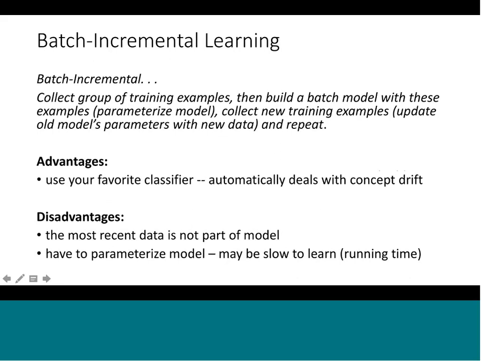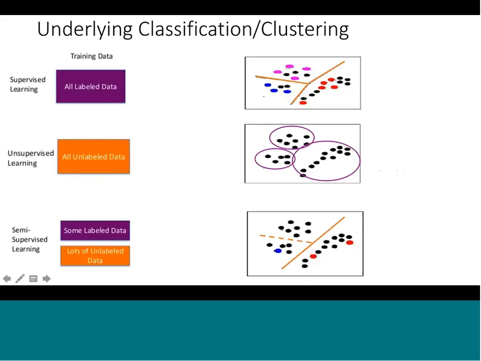So with batch incremental learning, the advantage is that you can use almost any classifier, and it automatically deals with concept drift because it's actually updating the model on every batch that it encounters. The disadvantages are that the most recent data is not part of the model. So, if you're a company, you may want to only wait every 3 months for web data, social network data to come in, and then update your model. Well, in that 3 months, you could be losing a lot of the new information that's out there. So it depends on your interval, and you won't have the most recent data integrated in your parameterization of the model. And so here you have to actually parameterize it, and that could be slow to learn as well.